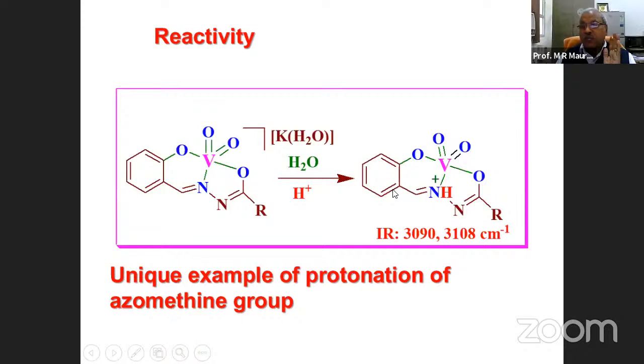IR spectrum, where we could see two nice peaks around 3000, and we had no clue why. We could only guess. This is possibly due to the NH peak, the NH proton, which is expected in that region, or water. We never expected water in this case. So there was no clue where this proton is coming from, where it is protonated.